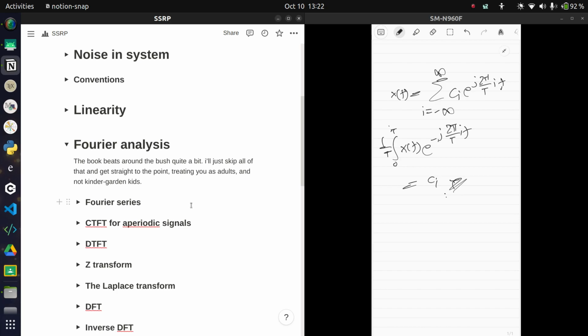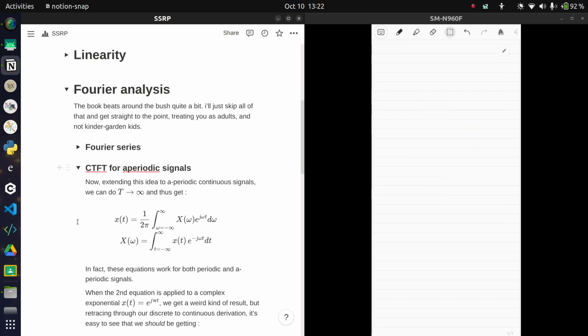So this thing I call the Fourier transform defined on the interval from 0 to T, or I should say the T length interval. It's not the Fourier transform the way people see it, but anyway, let's move on. So that's the Fourier series. Let's go to the CTFT for aperiodic signals.